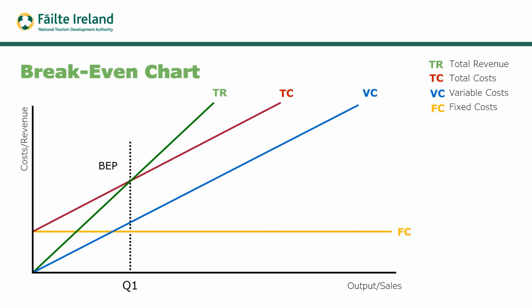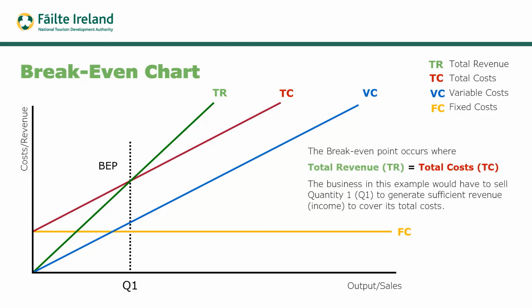Whereas the yellow line, FC, represents your fixed cost. Your fixed costs don't change over time. And the red line, the TC, total cost, is the total of your variable cost and your fixed cost for any given level of sales. Your break-even point is the point at which the total revenue, the green line, and the total cost, the red line, intersect. So in this business, in this example, we would have to sell quantity 1 to generate sufficient revenue or income to cover our total cost. So very simply, break-even being presented on a graph.